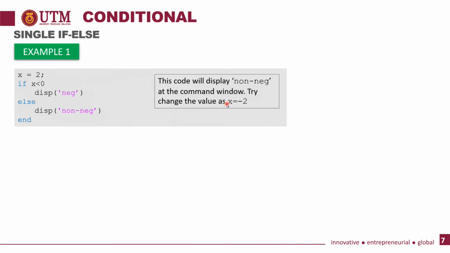Try changing the value to x equals negative 2. So when you change the value of x to negative 2, negative 2 is less than 0. Therefore, it will execute this statement. So it will display neg, which indicates negative.